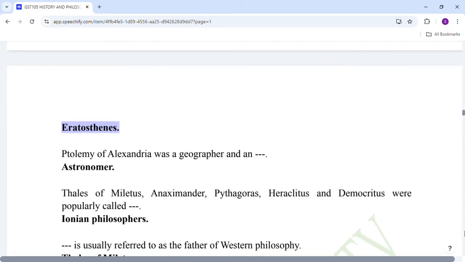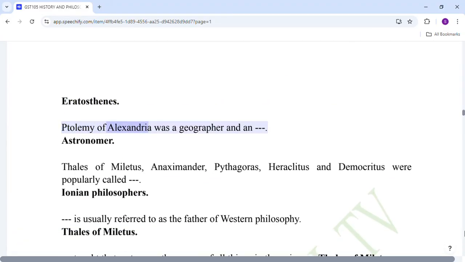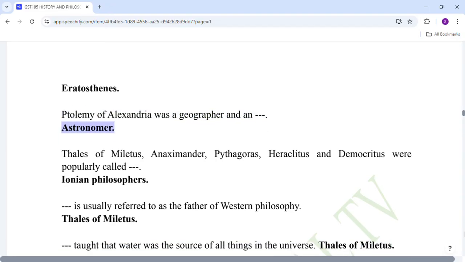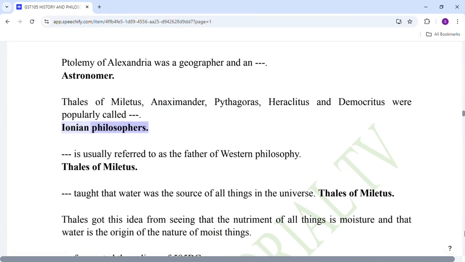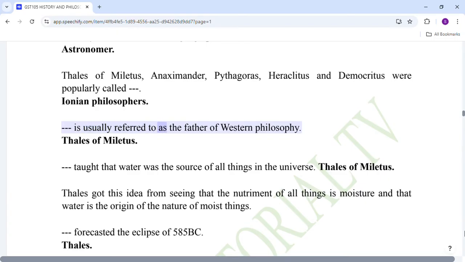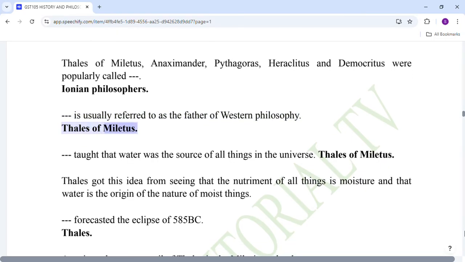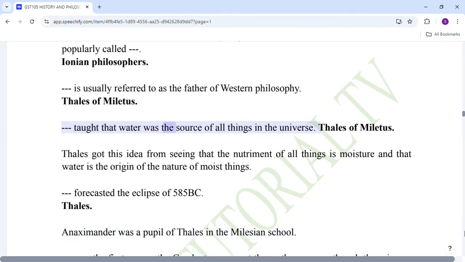Ptolemy of Alexandria was a geographer and an astronomer. Thales of Miletus, Anaximander, Pythagoras, Heraclitus, and Democritus were popularly called Ionian philosophers. Thales of Miletus is usually referred to as the father of Western philosophy. He taught that water was the source of all things in the universe.